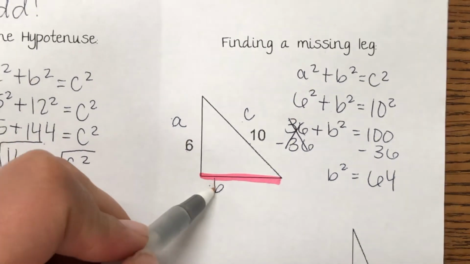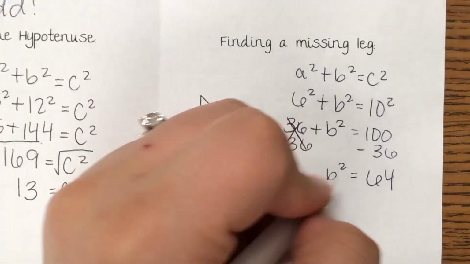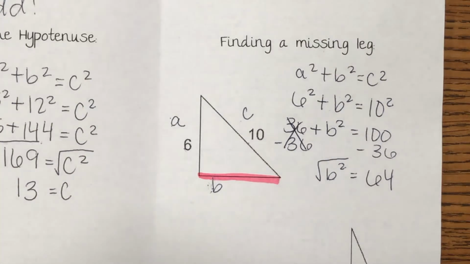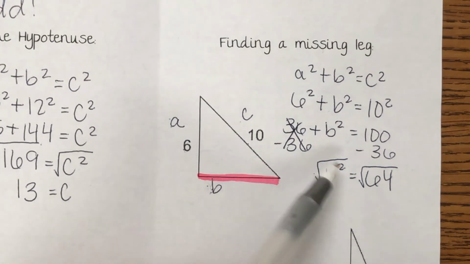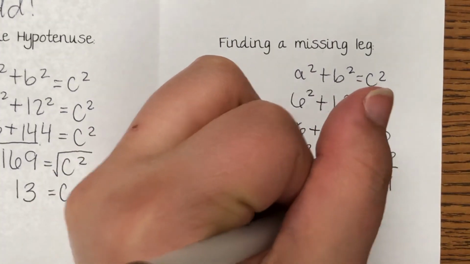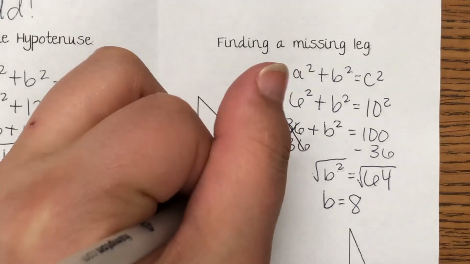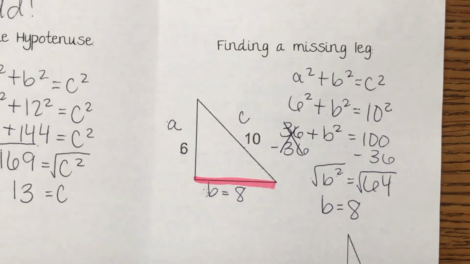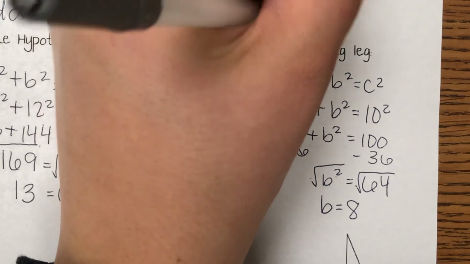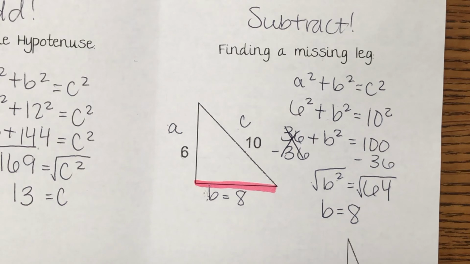But remember, I'm looking for b, not b squared, so I want to get b all by itself. So I need to cancel out this squared right here, and the way I do that is I take the square root. If I do it to one side, I have to do it to the other. So this square root cancels out the square, so I have b all by itself. And then the square root of 64 is 8. So this right here, b is equal to 8. That's the side length of my triangle. And remember, our key word for missing a leg is to subtract.